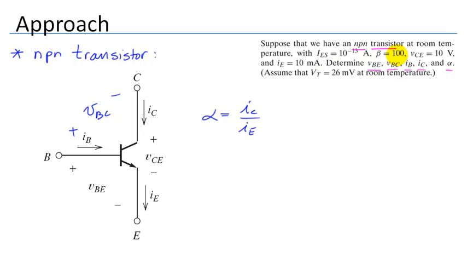Now let's see how some of these other transistor characteristics relate. Beta is the ratio of the collector current to the base current. This is a type of current gain, and for this transistor the value of beta is 100. The collector to emitter voltage is 10 volts, and we also know that the emitter current is 10 milliamps.